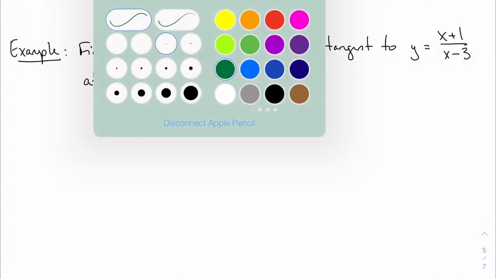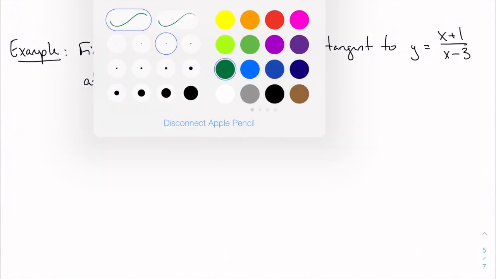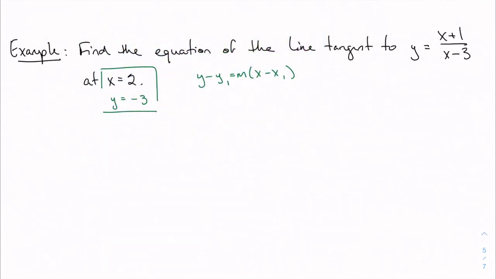Just like when we started dealing with these, we're going to start by dealing with point-slope form. I have a point, almost, and I need to find the slope. Well, easiest thing to do, if x is 2, I can plug in x to my function and get y. 2 plus 1 is 3. 2 minus 3 is negative 1, so y is negative 3. So great, I have a coordinate point now I can use in my function. The other thing I need is the slope. And remember, the slope is just going to be equal to the derivative of the function evaluated at that x value. So I have to find the derivative of the function.